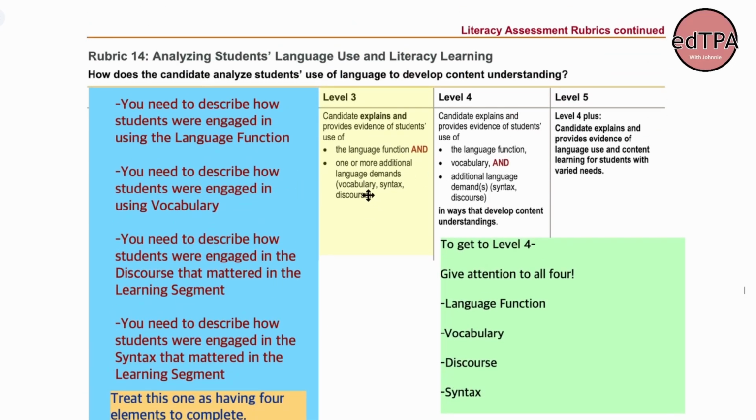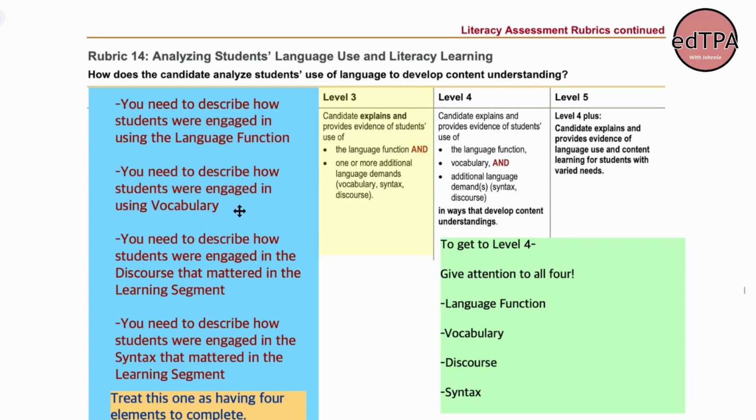So if we start here with level 3, candidate explains and provides evidence of students' use of, and you'll see that you have to do the language function and one or more additional language demands. So you have only one of these that you need to get to level 3: vocabulary or syntax or discourse. So language function and then one of these 3.